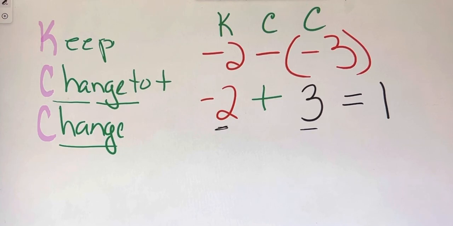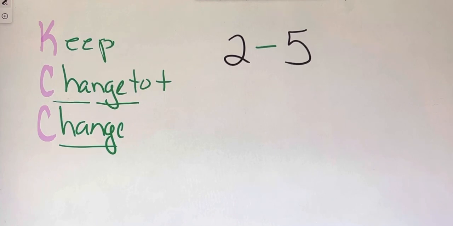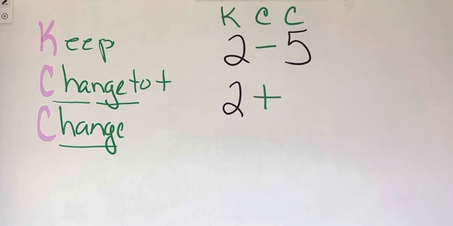I'll do one more example. The next example is going to be 2 minus 5. Following the same rules, K, C, C. We keep the first number. So the first number is positive 2. We're going to keep it as positive 2. We're going to change the subtraction sign to an addition sign. And then we're going to change the positive 5 to a negative 5.